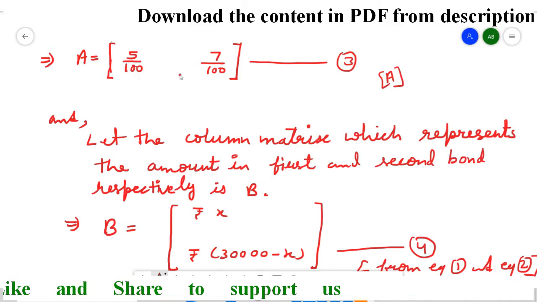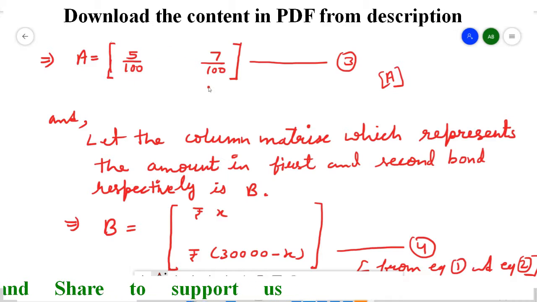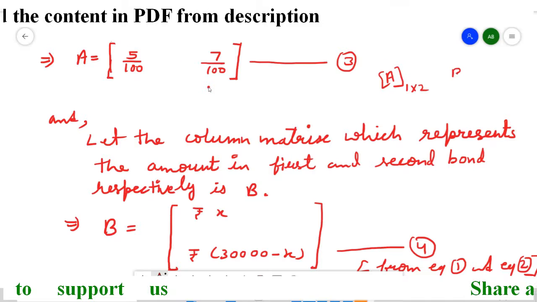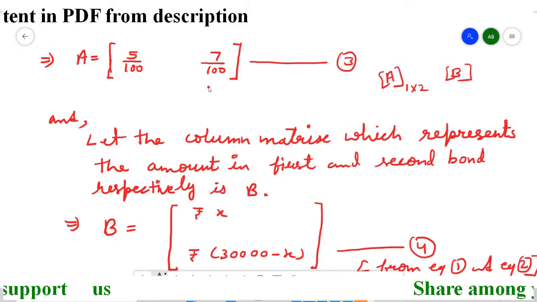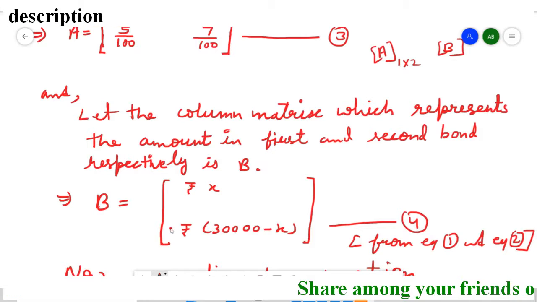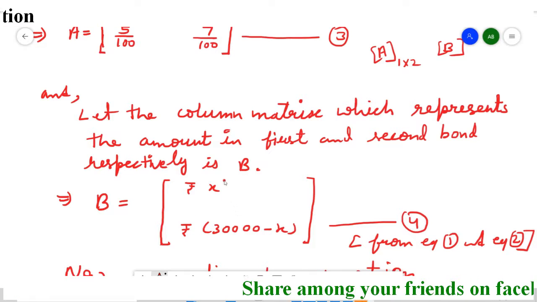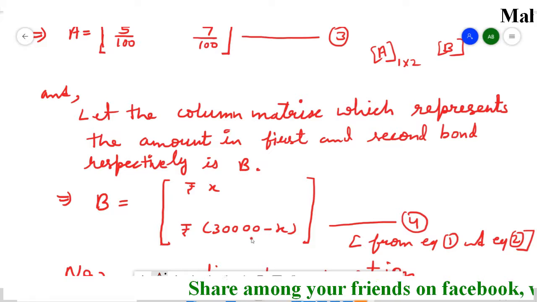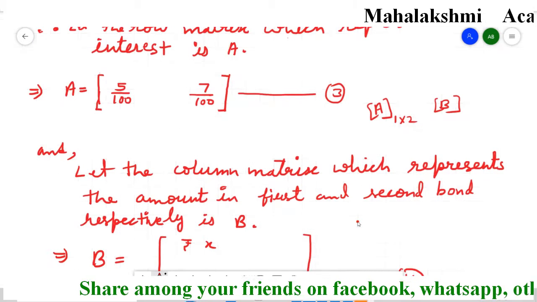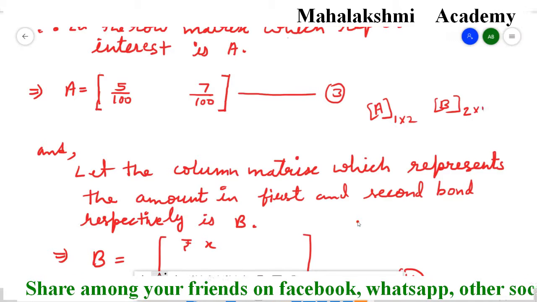So how many rows does it have? 1 row and 2 columns. So its order is 1 multiplied by 2. Now B matrix, which represents the amount matrix, the amount in the first bond and the amount in the second bond. It's a column matrix, so there are 2 rows and 1 column. So its order is going to be 2 rows and 1 column.